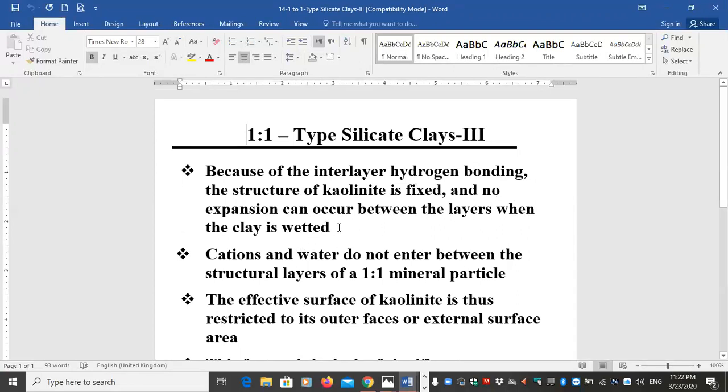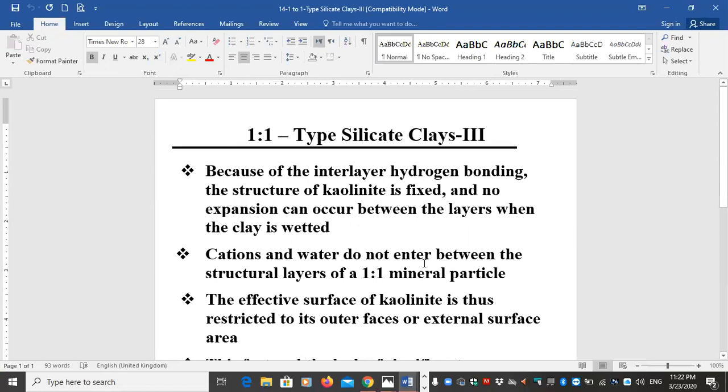Remember, in nature, we have crystals. Crystals or micelles are made of so many crystal units or layers. So how are these layers attached to each other? In this particular type of clay, they are attached to each other by hydrogen bonding, which is very strong. So this hydrogen bonding keeps them so strong that it does not allow them to expand.